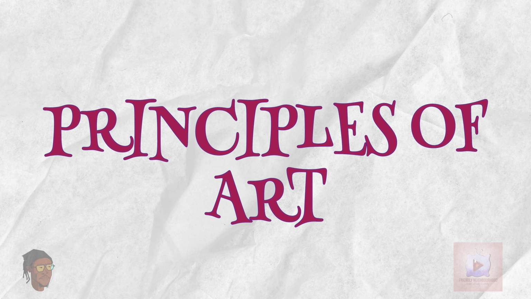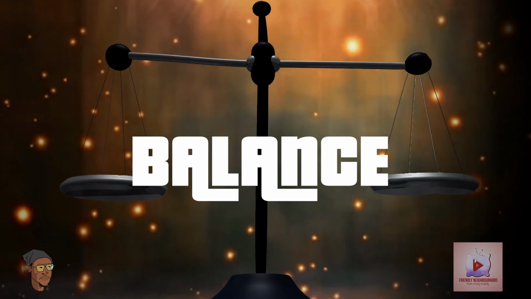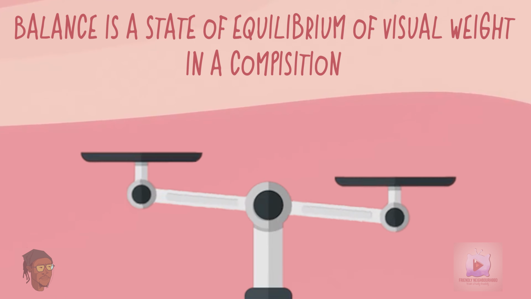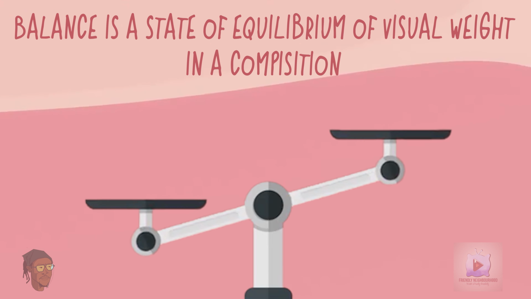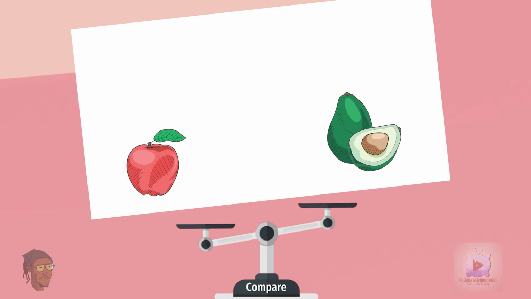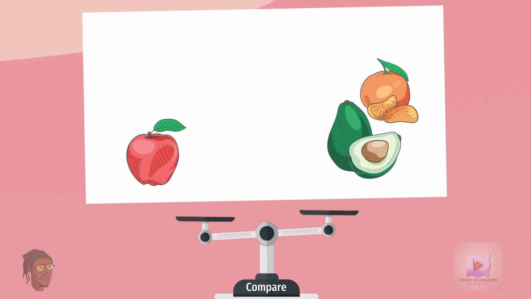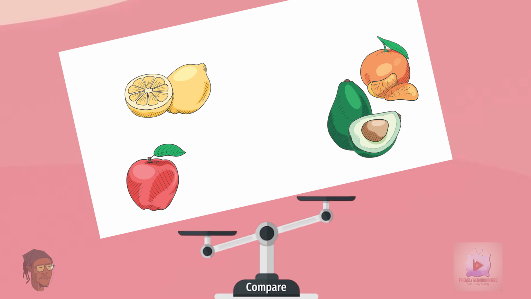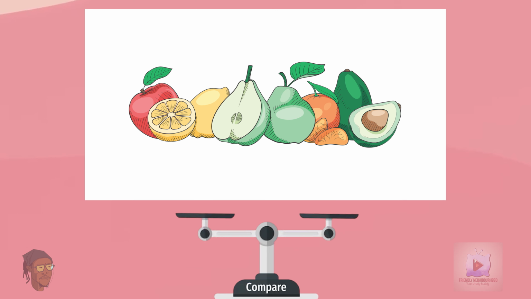Principles of art. Balance. Balance is the state of equilibrium or visual weight in a composition. Woo, that was complicated, right? But think about it like this. Every object that you see in a drawing or a picture carries visual weight. So you can say that balance is the use of the elements of art to create visual stability.